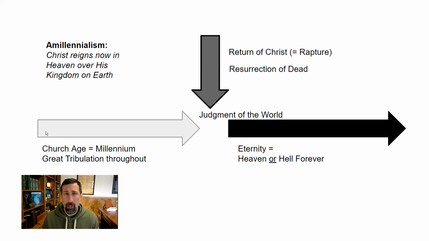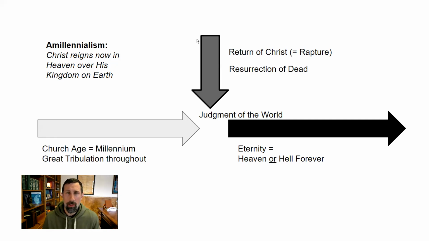which I don't have on this chart, but obviously would be down here at the bottom left at the very beginning of the church age, 30 or so years after the ascension of Christ and the resurrection. So notice here in amillennialism, it's a very simple scheme. It's a very simple overview. It's a very simple chart.